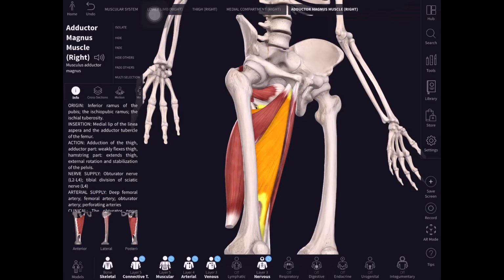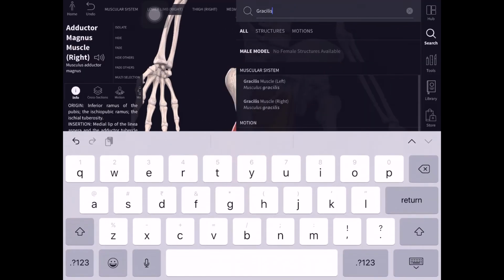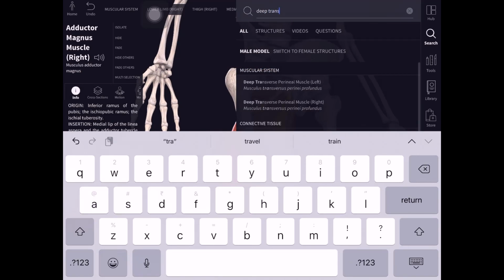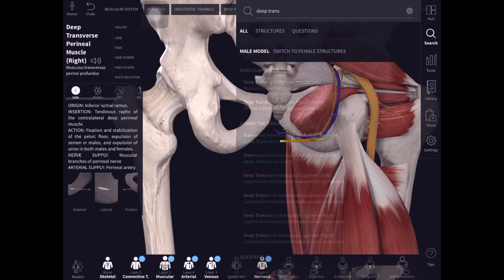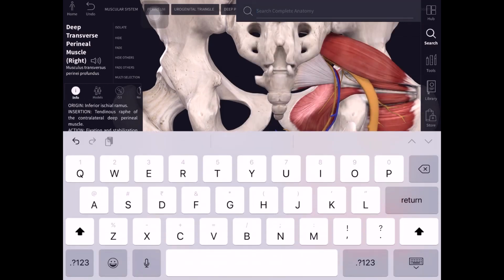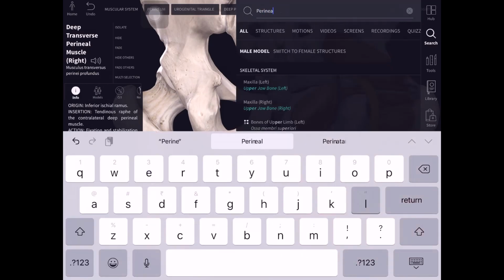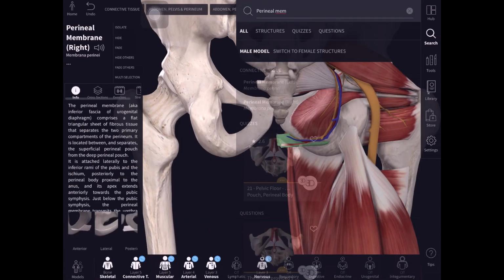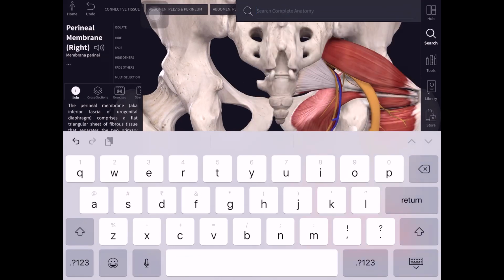So let us see these things in the app. So let us put the muscle in the place now. First, what muscle do we need now? We need obturator internus, deep transverse perineum. Deep transverse perineum muscle, yes. Now we need perineal membrane which separates these two. Perineal membrane, right.